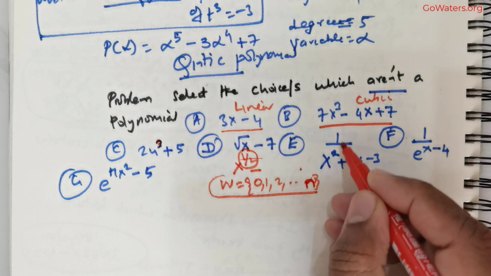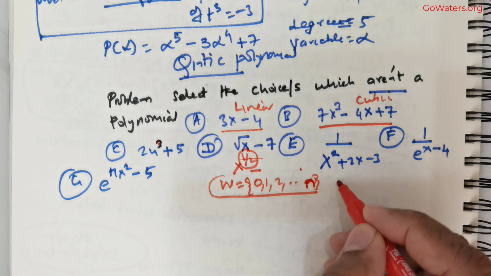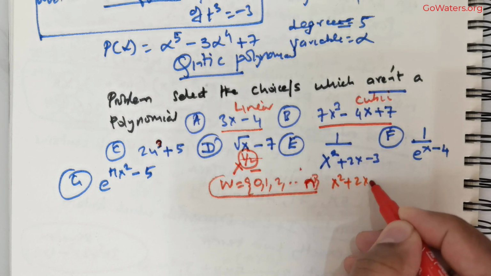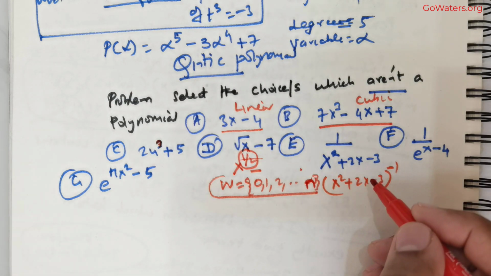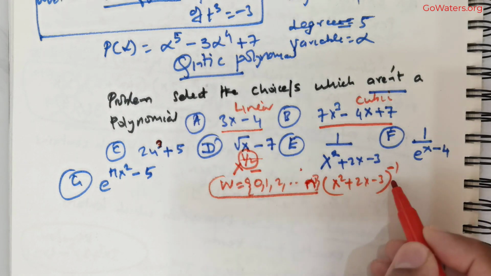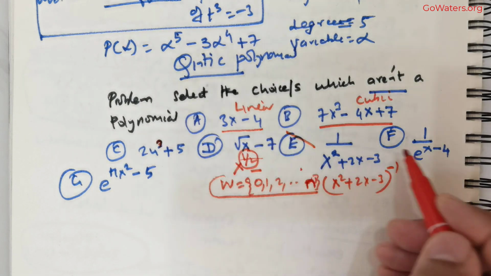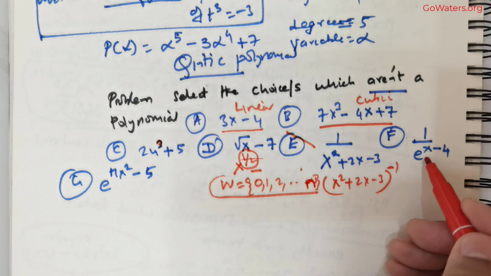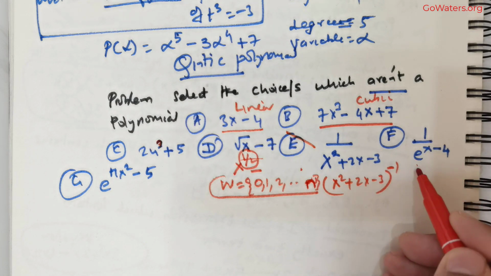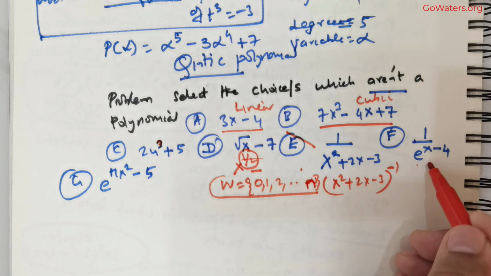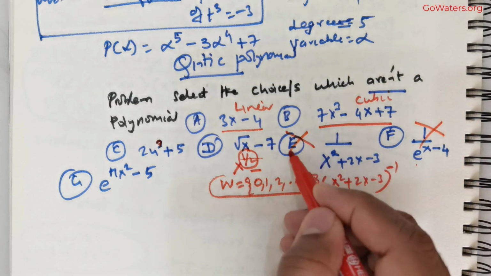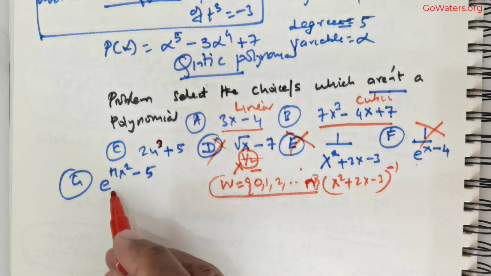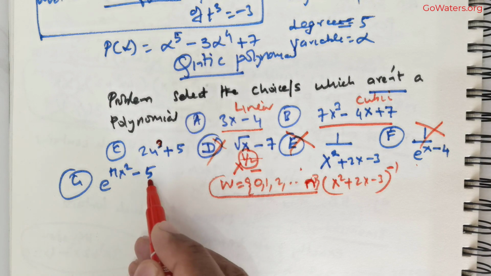What is this? This is 1 over x squared positive 2x negative 3. If you were to write it, this is going to be x squared positive 2x negative 3 raised to the power of negative 1. And this is not a polynomial. We have not studied a quantity which is raised to the power of negative 1. So this is not a polynomial. Also, what is this? This is 1 over e raised to the power of x negative 4. E stands for exponential function. This is altogether a different family of functions. So this is not a polynomial. Same as this. This is e raised to the power of pi times x squared negative 5.